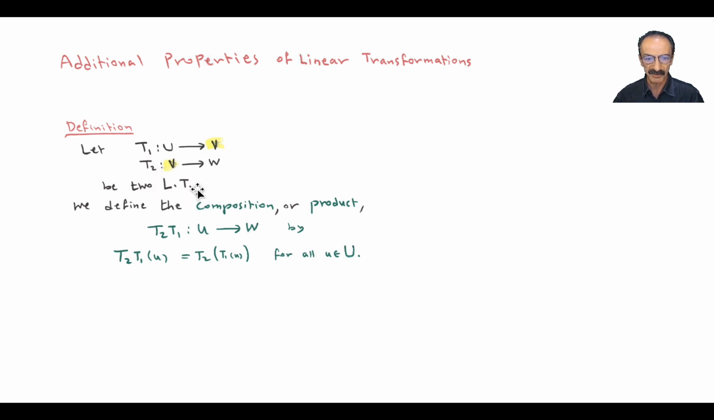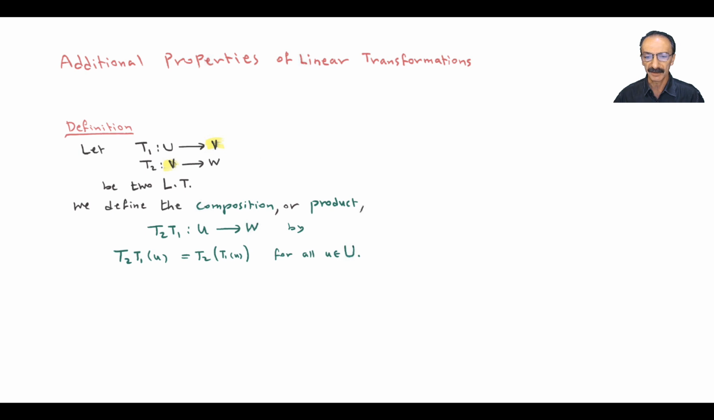For two linear transformations, we define the composition or product as T2 T1. We read it as T2 of T1, or T2 after T1. This is going to start from U right here. It's going to end up with W right here, all the way. As you can see, V is not mentioned. We define T2 T1 of U as T2 of T1 of U, for all U in the vector space U.